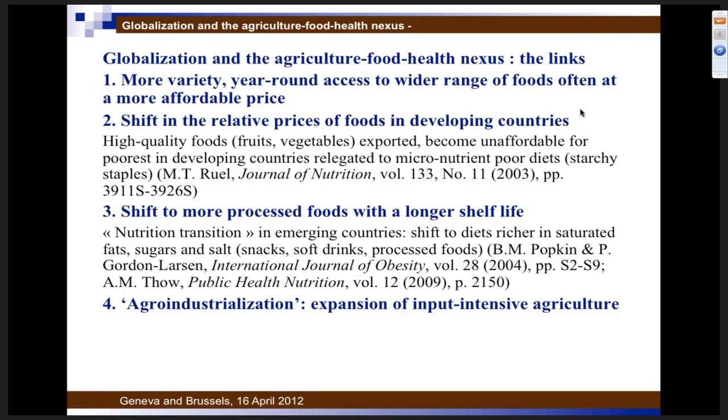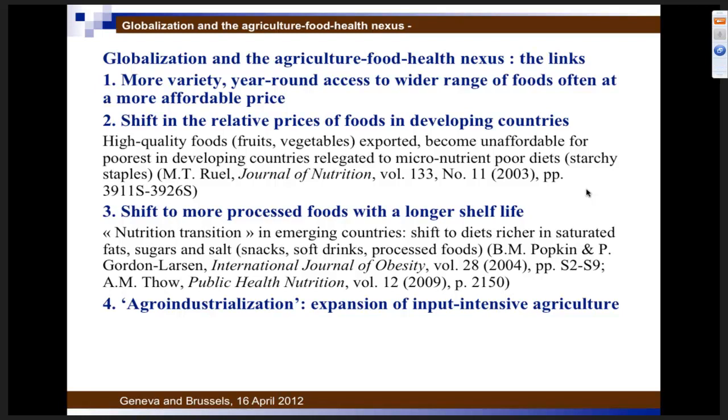But there are also less positive impacts to this globalization of food systems, and that relate more directly to the nutrition aspects, which my most recent report to the Human Rights Council tries to document. First, we have in developing countries gradually a shift in the relative prices of foods that is occurring, by which I mean that some high-quality foods, fruits, vegetables in particular, increasingly are exported to the high-value markets of the OECD countries. And as a result, their prices on the local markets increase, putting them out of reach for the poorest segment of the population, which in those countries is therefore relegated to less nutritious diets, mostly dependent on starchy staples, and that are relatively micronutrient poor.